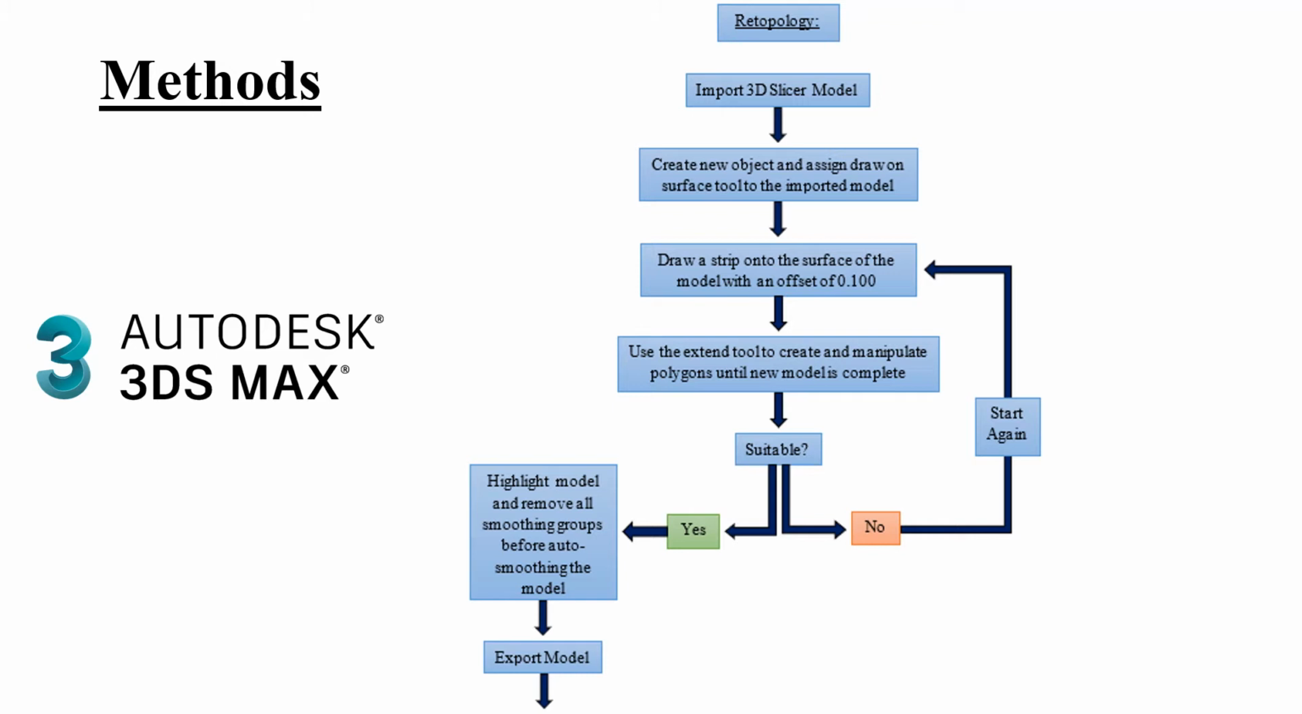If the model was suitable, then auto-smoothing groups were added to the model before exporting it. If the model wasn't suitable, then the new object would be deleted and the strip process would start again.